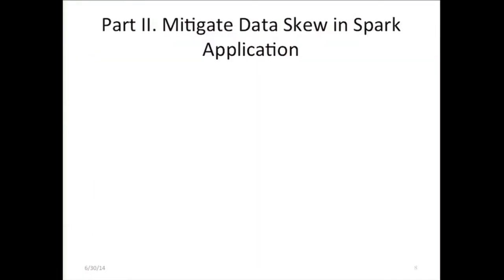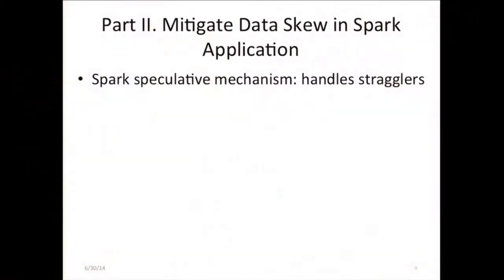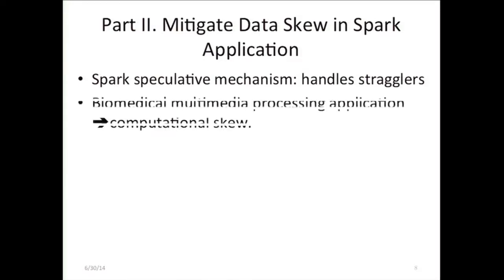In the second part, I'm going to talk about how to mitigate data skew in our own Spark applications. We know that Spark provides a speculative mechanism which can handle stragglers, aka slow nodes. But there are a lot of other applications, like the biomedical multimedia processing applications we use, that can generate a very high computational skew.